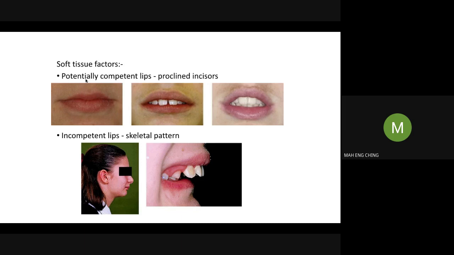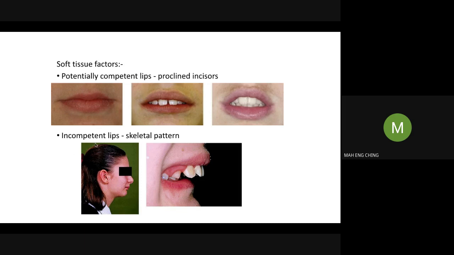Well, the first one is potentially competent lips. The patient can achieve competent lips if they slowly or forcefully bring the lower lip against the upper incisor. That's due to the upper incisor being slightly proclined, which is why the patient has incompetent lips. Once they bring the lower lip forward a little bit, they can achieve competency of the lips.